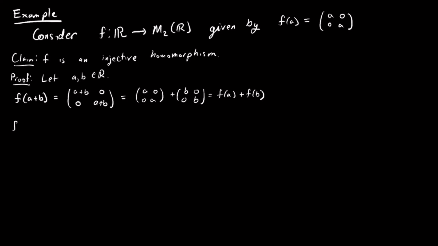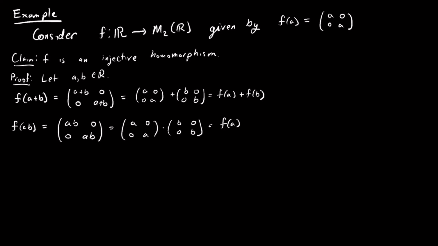Now I can do the same thing for a times b. So let's look at f of a times b. Well, this is going to be the matrix [ab, 0; 0, ab]. And what this actually amounts to is the product [a, 0; 0, a] times [b, 0; 0, b]. And the subtlety to notice is that on this side, we're using matrix multiplication, and on this side, we're using real number multiplication. So this is what I mean where the operations take place in two different rings. But no matter, this is still f of a times f of b. Okay, so I can say hence, f is a homomorphism.